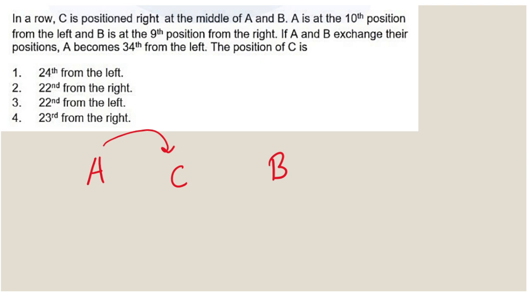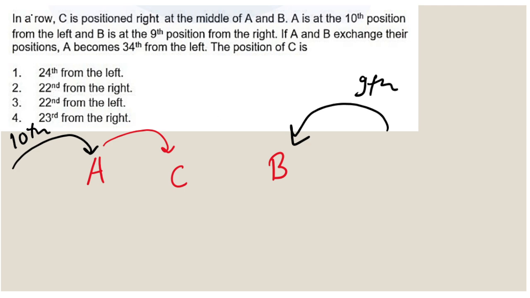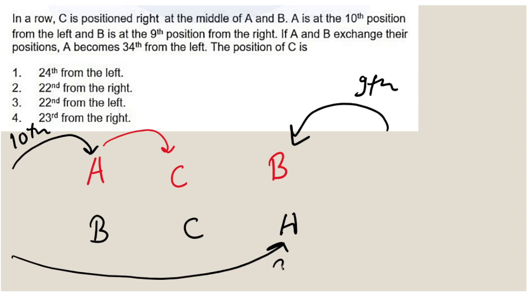A is the 10th position from the left. So this is the left. From here, the position of A is 10th. And from the right, the position of B is 9th. Okay. And when they exchange their places, now B will be here, then C, then A. So now A becomes 34th position from left.